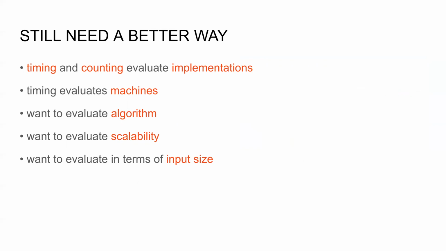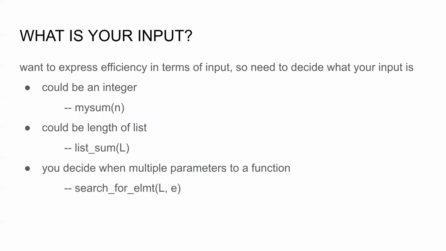In other words, timing and counting evaluate the implementation of the algorithm, not the algorithm itself, right? The timing also evaluates the machine. Different machines have different timing. We want to evaluate algorithms and scalability, meaning the running time as a function of input size. So there's going to be a better way. What's that better way?